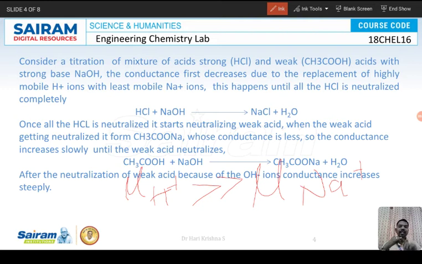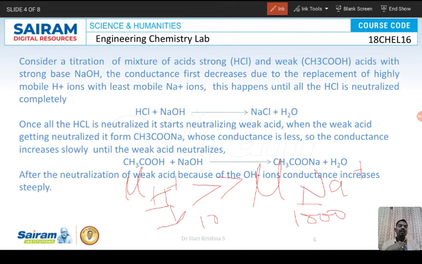So conductance always depends upon the mobility of ions, and upon the concentration of the higher mobile ion. When you compare H plus and Na plus, the mobility of H plus ion is more. So when you take a solution which contains H plus ions and Na plus ions, if the concentration of H plus ion is less, then conductance will be less. Even though the concentration of Na plus is 1000 and you have only 10 of H plus, since the concentration of H plus ion is less, the conductance will be less.